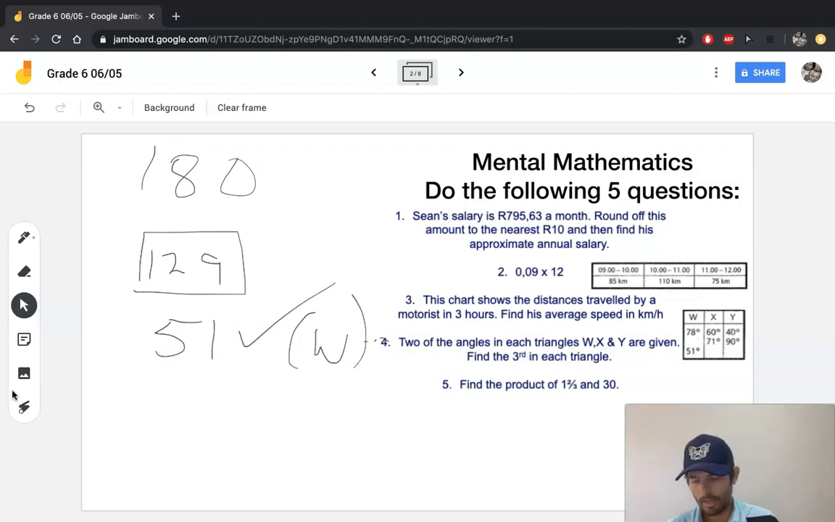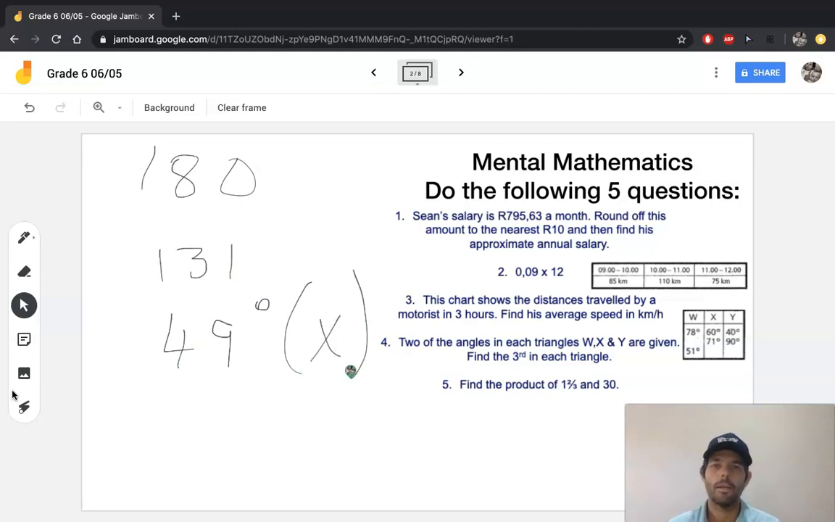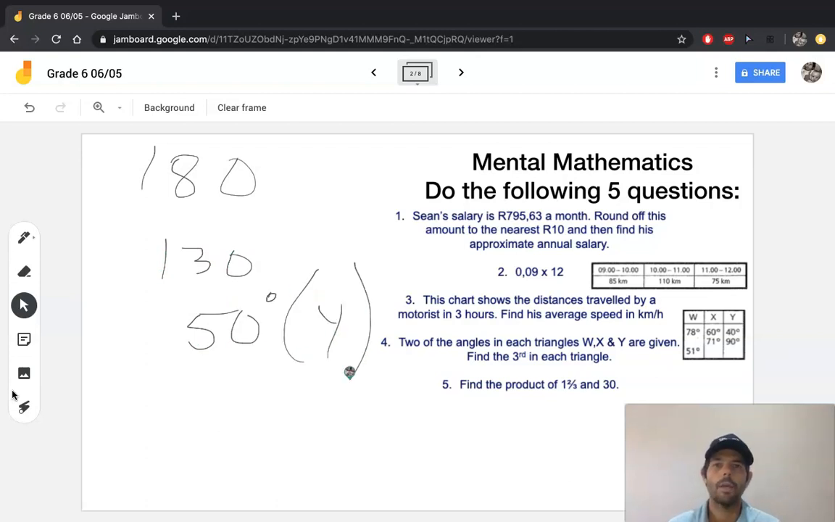For triangle X, we've already got 60 and 71, and that is equal to 131. Okay, so I need another 49 degrees for triangle X. Okay, and that will give me my 180. And triangle Y, if you add the angles that are given to you already, it's 130. And we know that we need 50 more degrees to make up 180, which all the angles of the triangle add up to. Okay? Great.